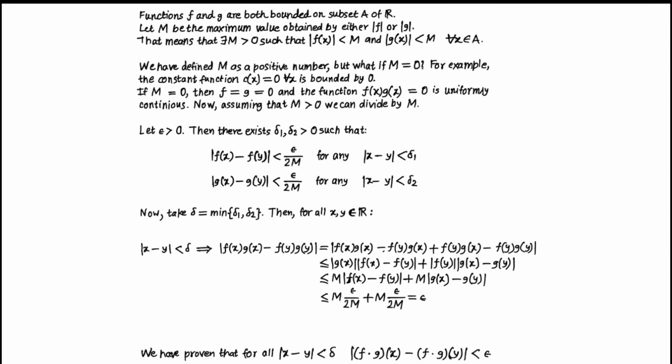Now applying this result, whenever |x - y| < delta, because delta is the minimum of delta 1 and delta 2, we have |x - y| < delta 1, so we can apply this result: |f(x) - f(y)| < epsilon/2M. Similarly, we can apply this result because delta is the minimum of delta 1 and delta 2. So this is M times epsilon/2M. So ultimately this is less than epsilon. So what we have proven is that whenever |x - y| < delta, their product difference is less than epsilon. In other words, we have proven that f(x)g(x) is uniformly continuous, right?